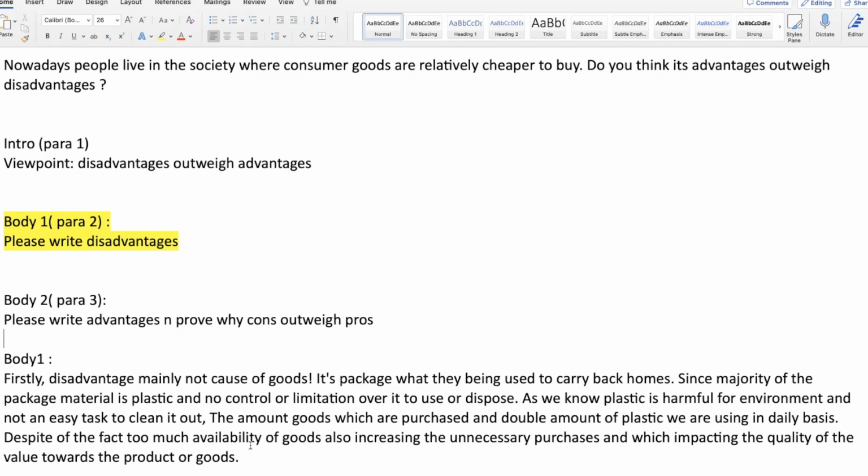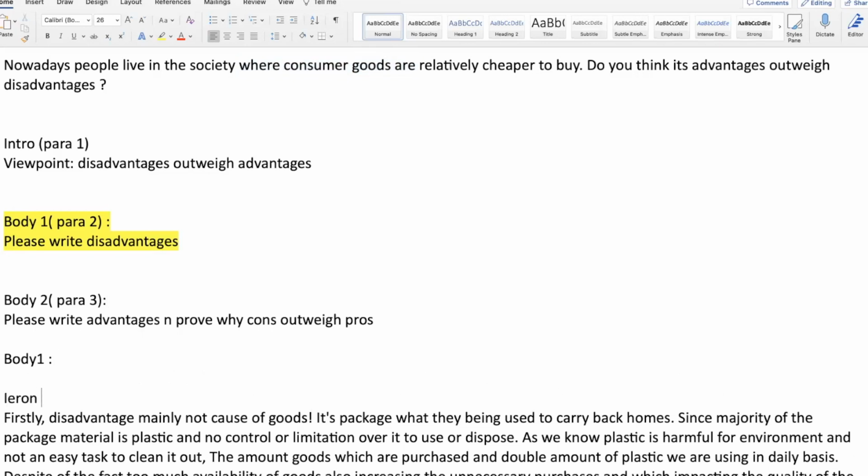No, Arjun. Grammatically, entirely wrong sentences. Disadvantage mainly not cause of goods, what does that mean? I'm not understanding this. It's package, what they are being used to carry back home. Since the majority of the package material is plastic, and no control or limitation, as we know, plastic. No, no, no. You have written what the disadvantages of using plastic are. The question is not about plastic. It's consumer goods.